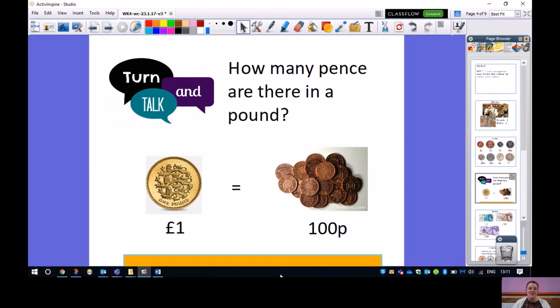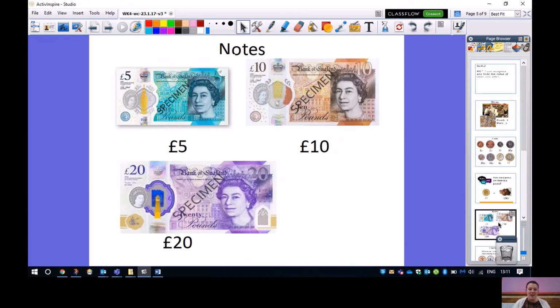We don't just have coins in this country, in Great Britain, we also have notes. Some of the notes that we have are the £5 note, the £10 note, and the £20 note. £20 is the same as 20 £1 coins. £10 is the same as 10 £1 coins. £5 is the same as 5 £1 coins.